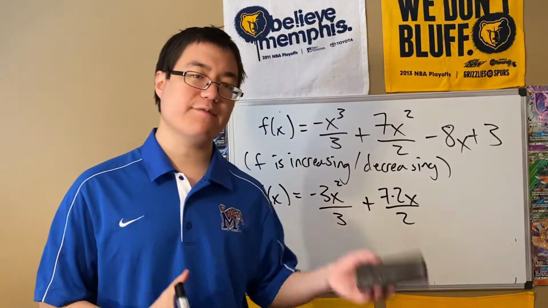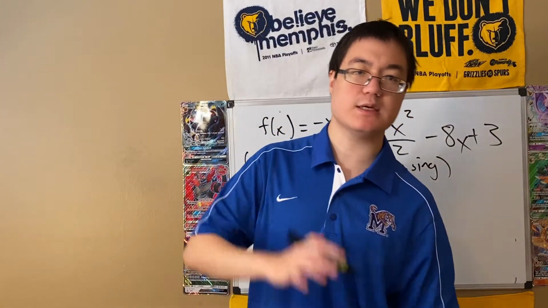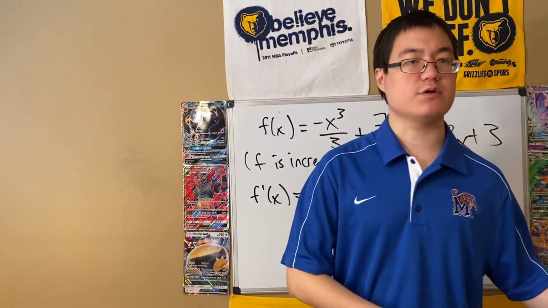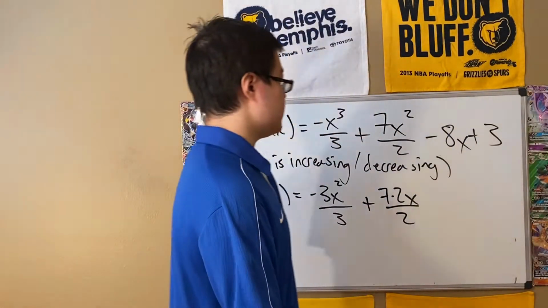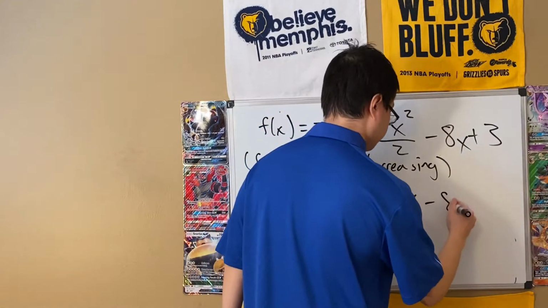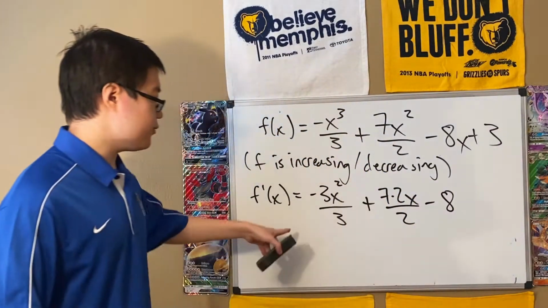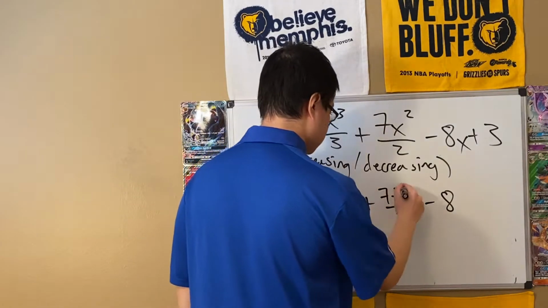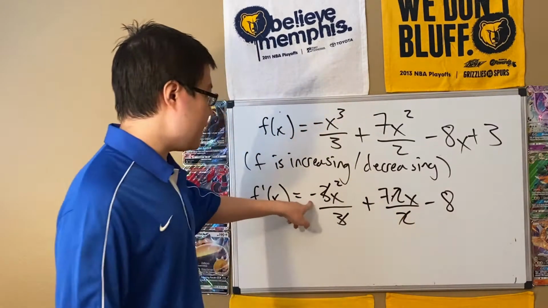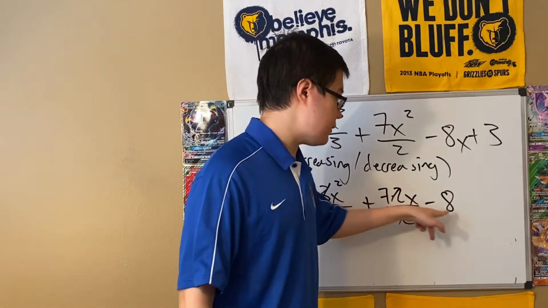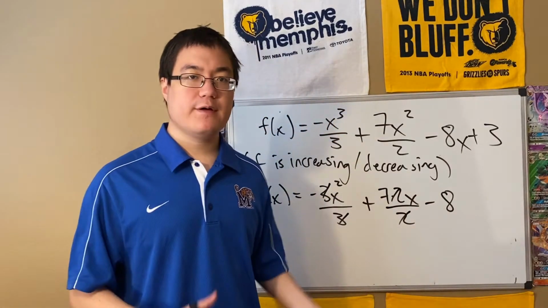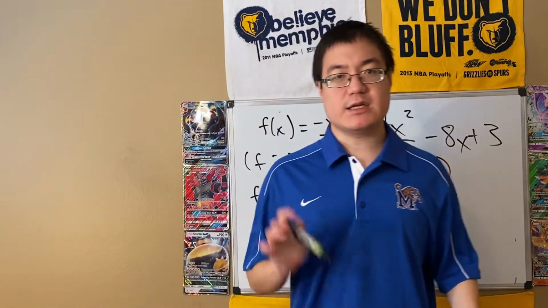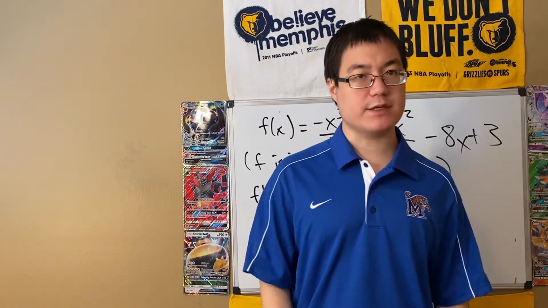Finally, the derivative of minus 8x plus 3 is pretty easy. The derivative of minus 8x is minus 8, and the derivative of plus 3 is 0. So we have this. Let's simplify this as much as possible. These 3's cancel, these 2's cancel. So it looks like we have minus x squared plus 8x minus 8. We took the derivative, that's the first step. The second step is to draw the sign chart of this derivative.